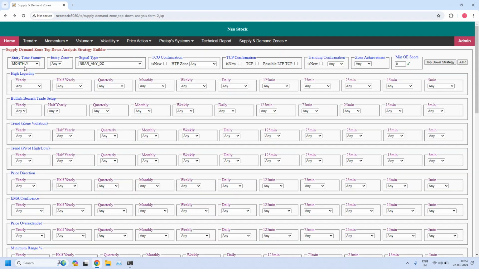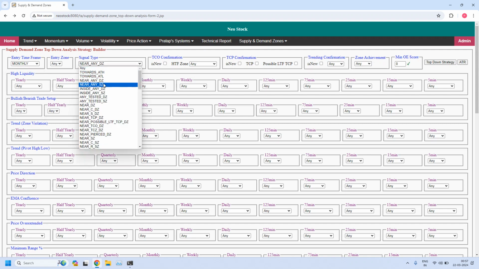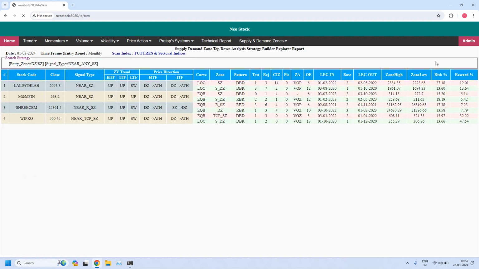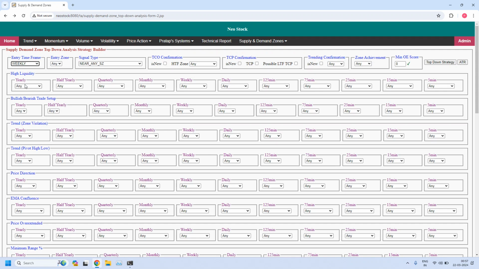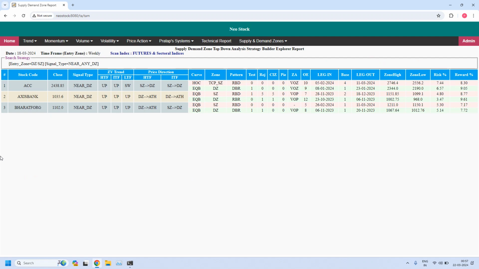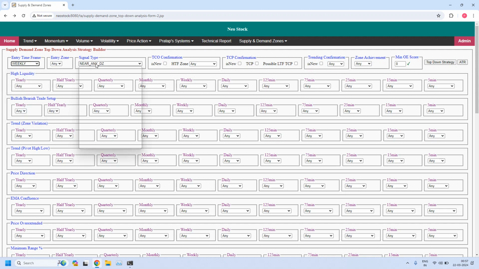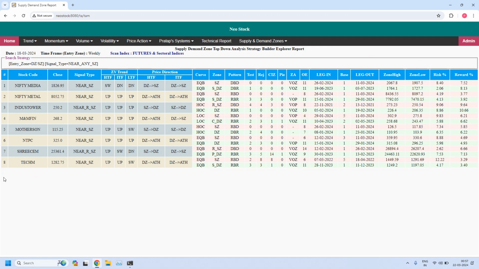So going back, changing that for monthly time frame, let us find the stocks near monthly supply zone. These four stocks are filtered near the monthly supply zone. So let's go back, changing the time frame to weekly. Let us find the stocks near weekly demand zone. So these three stocks are filtered, which are near the weekly demand zone. So going back, for weekly time frame, let us find the stocks near weekly supply zone. So these 8 stocks are filtered.